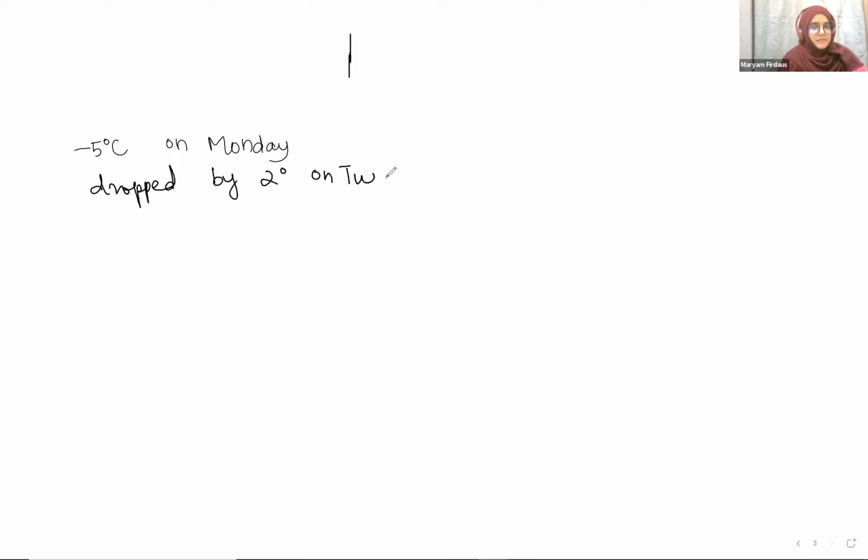So in a particular city, the temperature was minus 5 degrees Celsius on Monday. And then it dropped by 2 degrees on Tuesday. Okay. What was the temperature on Tuesday?